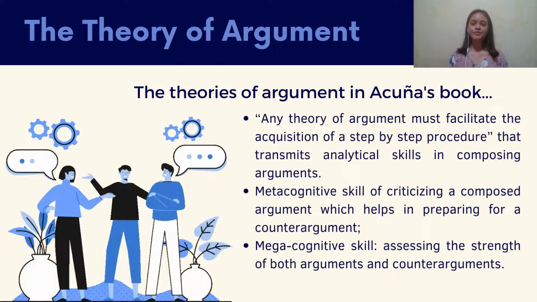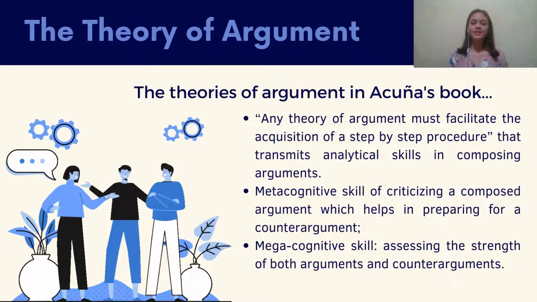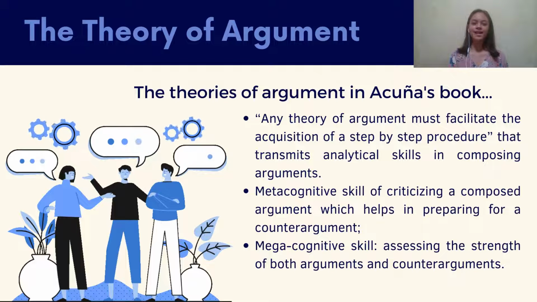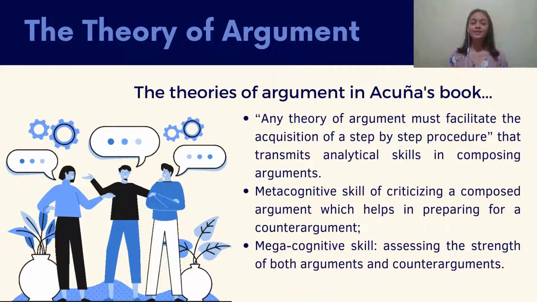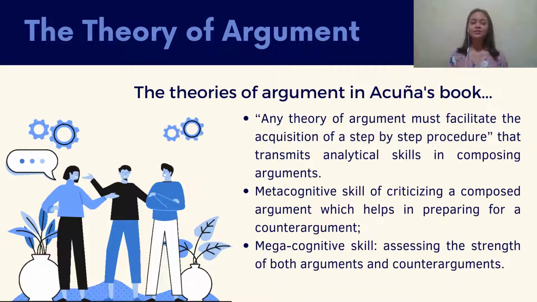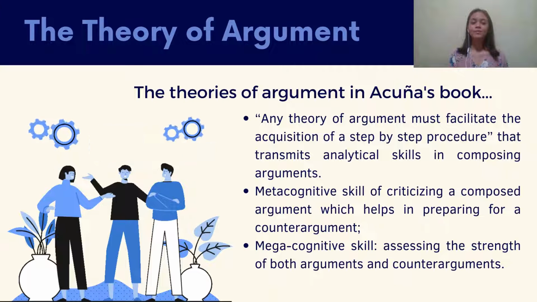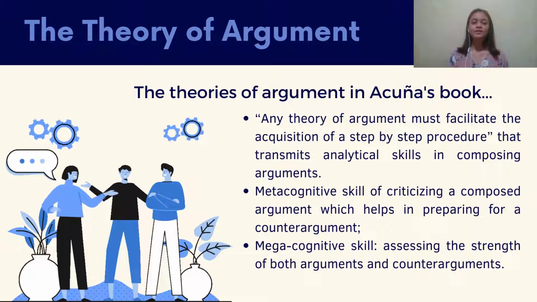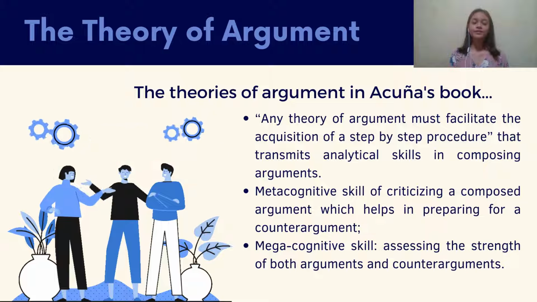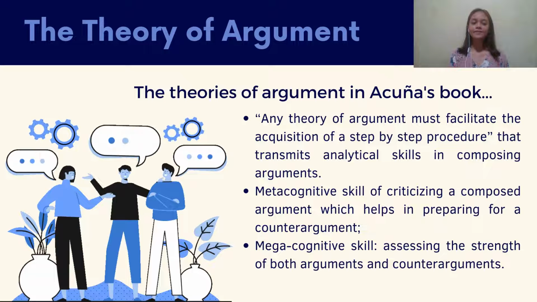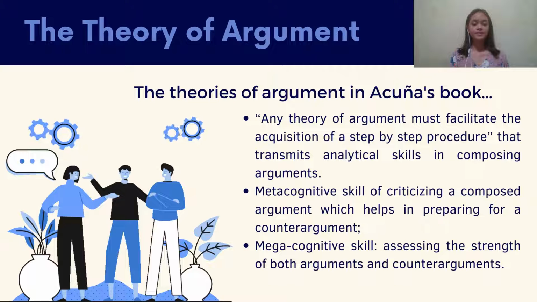The proposed theories of argument in Acuña's book presume that any theory of argument must facilitate the acquisition of a step-by-step procedure that transmits analytical skills in composing arguments. These analytical skills include the metacognitive skill of criticizing a composed argument, which helps in preparing for a counter-argument, and the metacognitive skill of assessing the strength of both the arguments and counter-arguments. In this regard, one has the goal of strengthening the weaker argument.